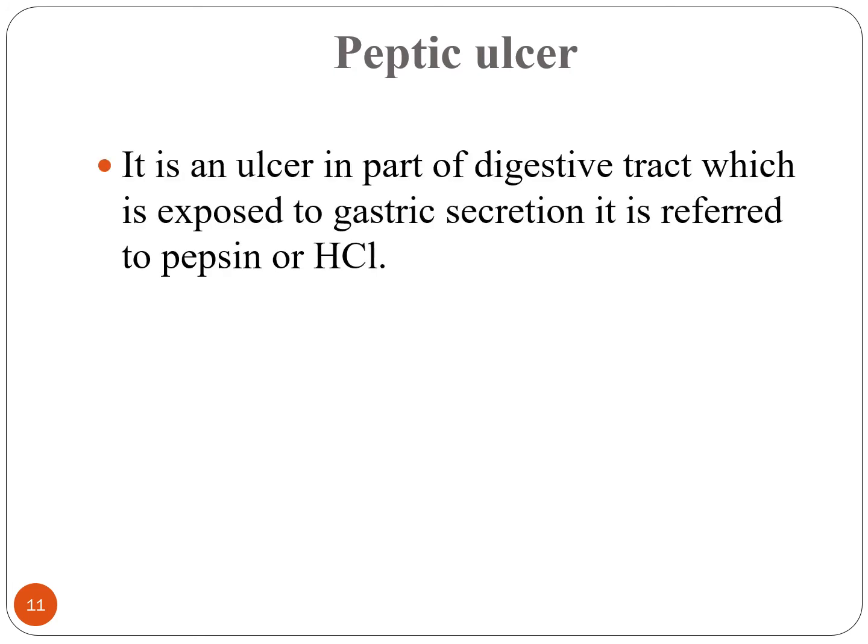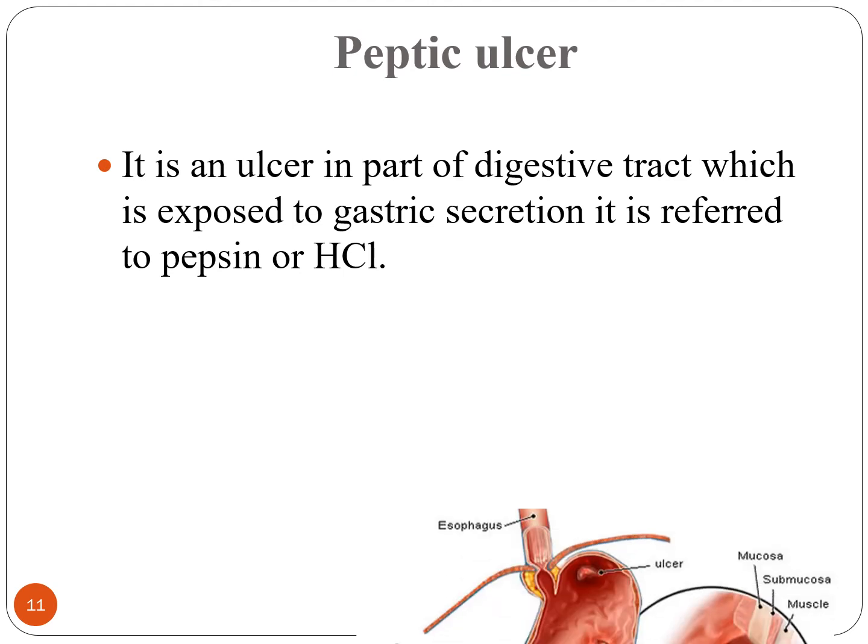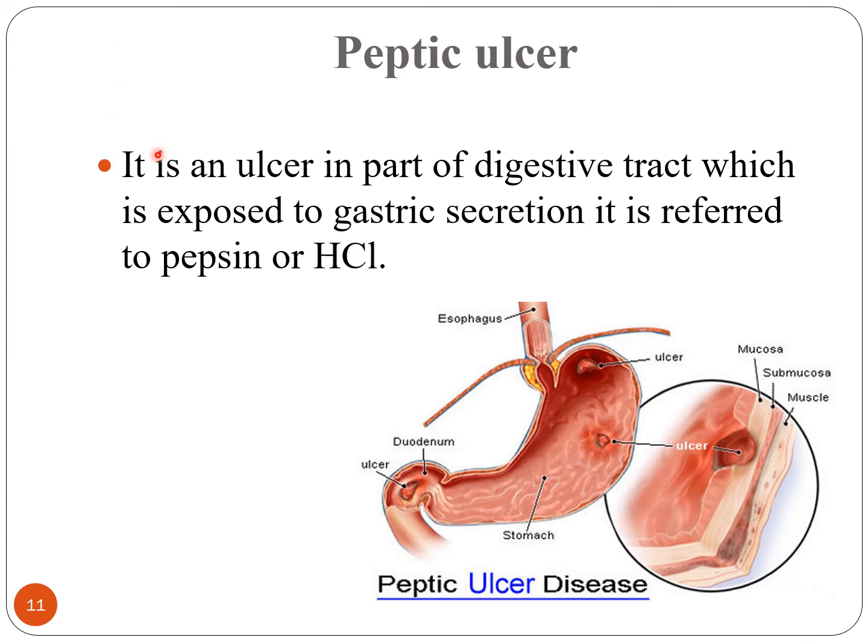So the peptic ulcer is an ulcer in a part of the digestive tract which is exposed to the gastric secretion, referred to either pepsin or HCl. Usually it comes either from over secretion of HCl or due to the direct contact of pepsin with the gastric wall. So this can lead to the ulceration. This is a peptic ulcer.